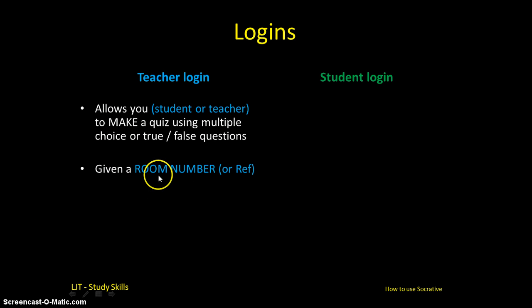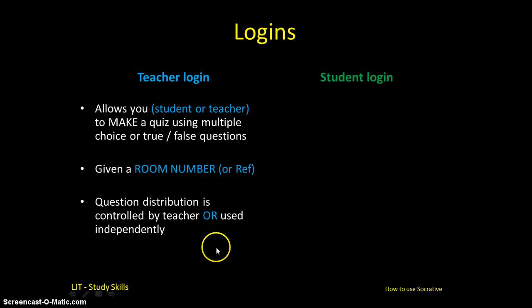You will get given a room number. It will start off as a number, but you can at some point change that in the settings to make it a reference. I've changed it to my initials, you'll see a bit later. Then you can control how the quiz is done. You can control it question by question, or the students can have free rein and work independently at their own speed. So you need to download the teacher app for Socrative, or log in and create an account as a teacher so that you can have that role.